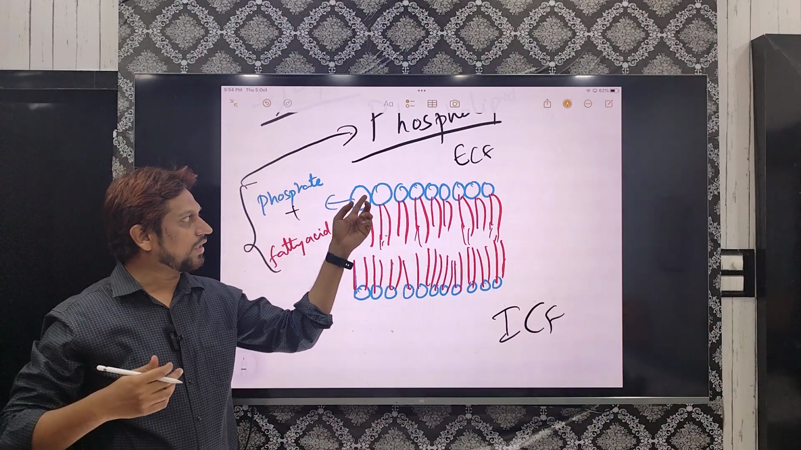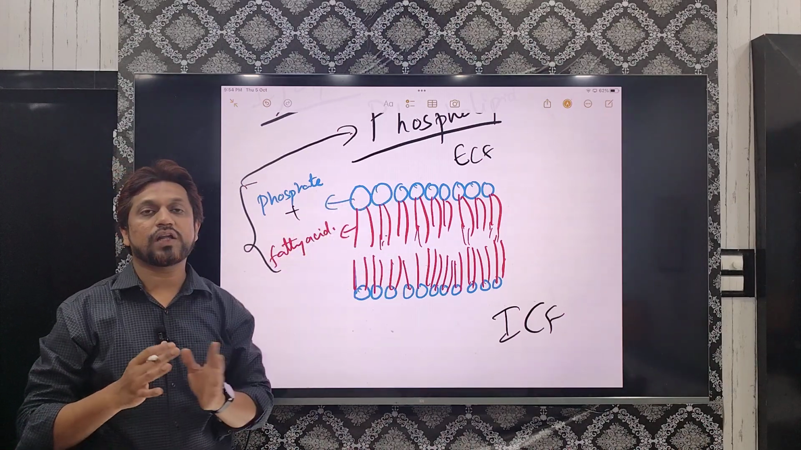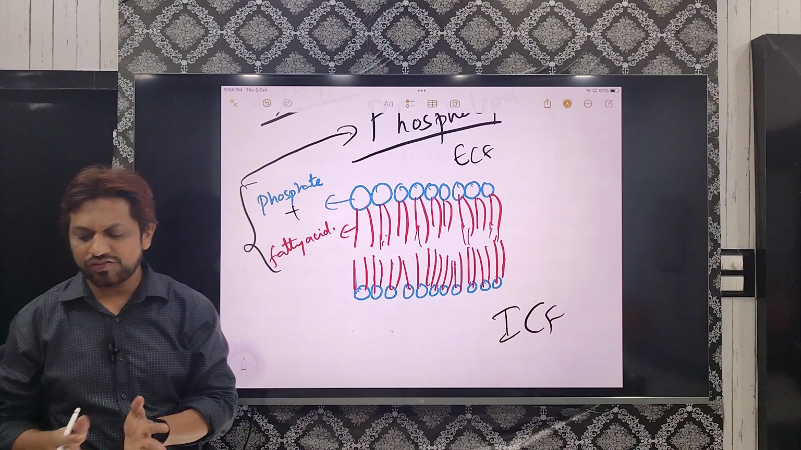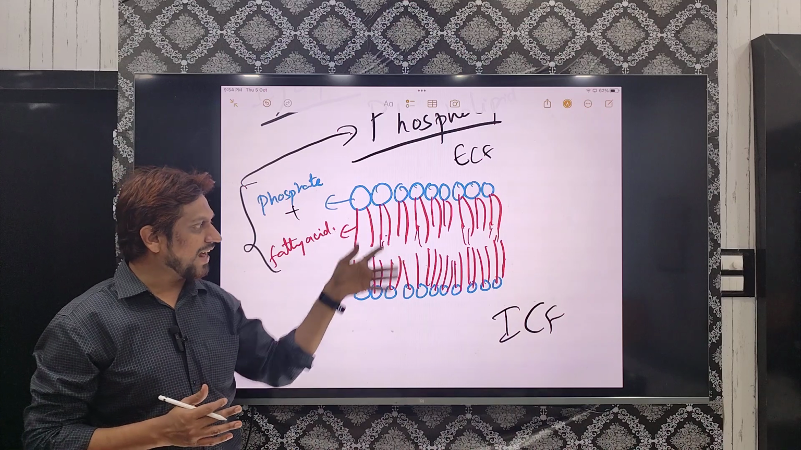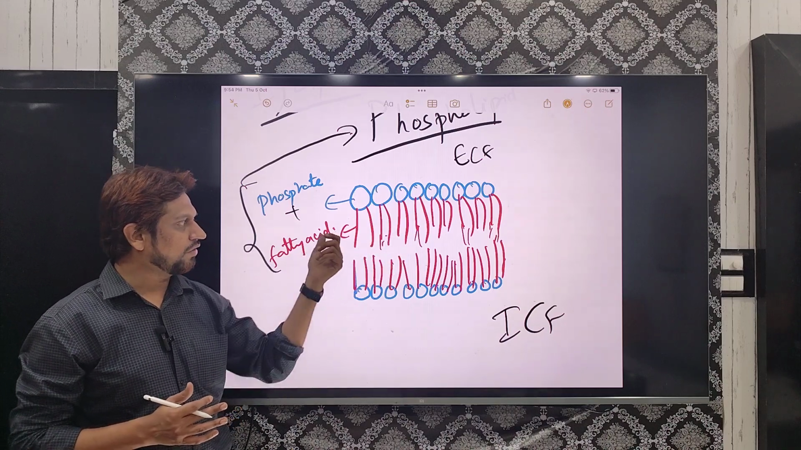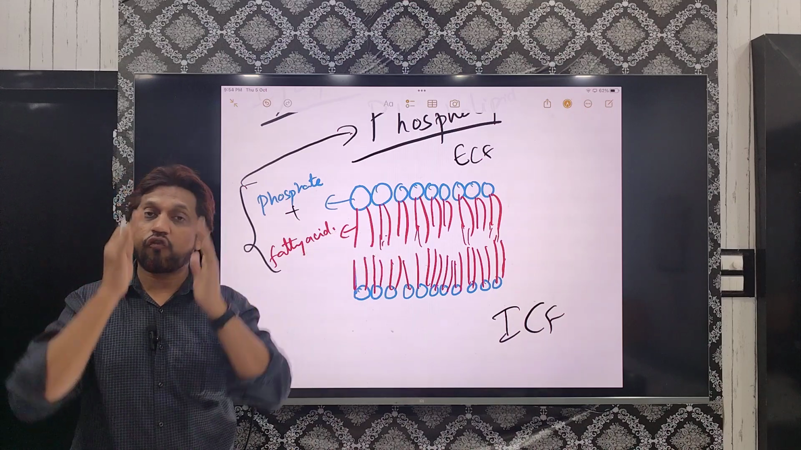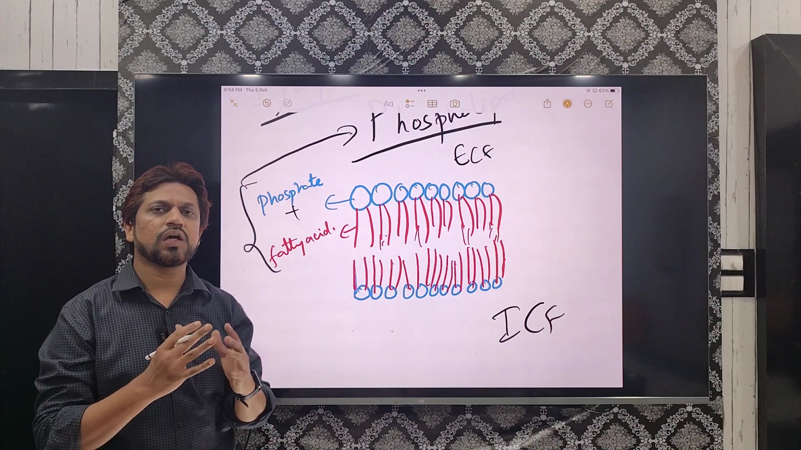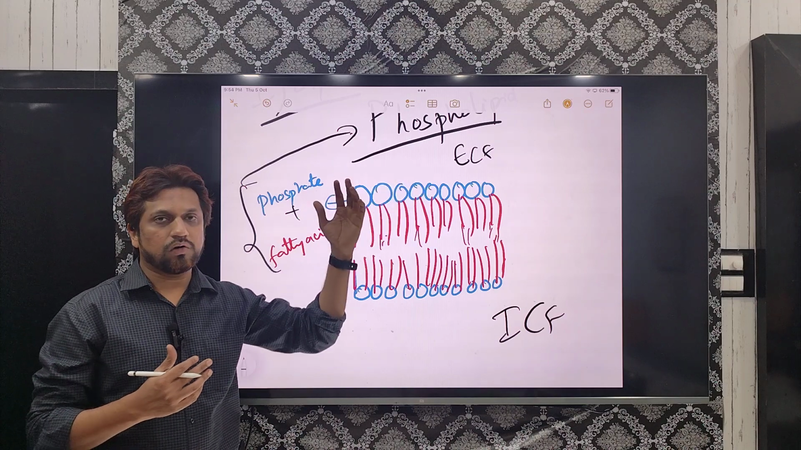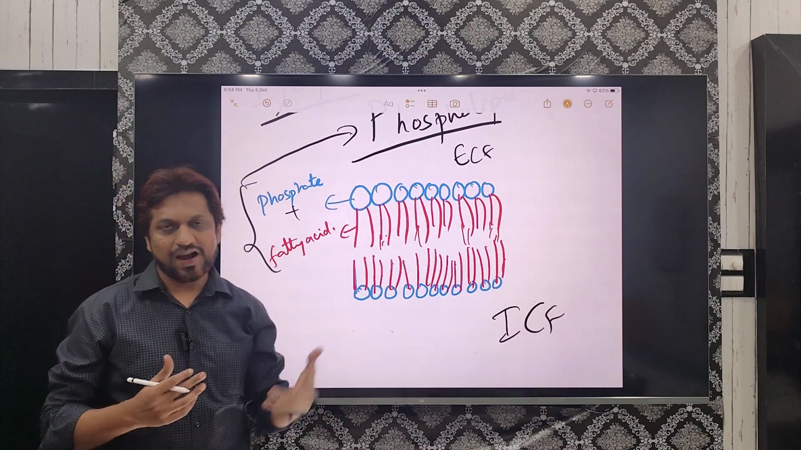As I said earlier, this phosphate moiety is hydrophilic in nature. Hydrophilic means they have an affinity towards aqueous or water components, whereas the fatty acid component which I have highlighted with the red color is hydrophobic in nature. Hydrophobic means they don't have much affinity for water; they have affinity for fats.